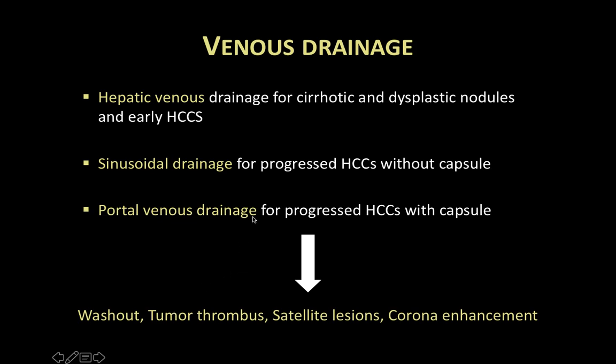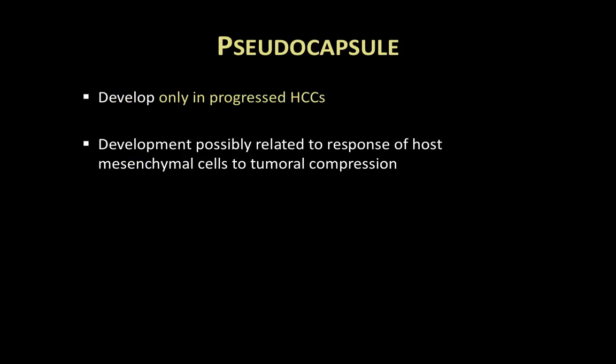Similarly, because we see portal venous drainage for progressed HCCs and this is the stage when we start seeing vascular invasion, tumor thrombus is generally seen in portal veins and not in hepatic veins. Because there is sinusoidal drainage earlier on, we can see satellite lesions in the adjacent liver parenchyma. And similarly, we can see corona enhancement. So enhancement which is sort of a rim or a corona around the tumor because of the sinusoidal drainage.